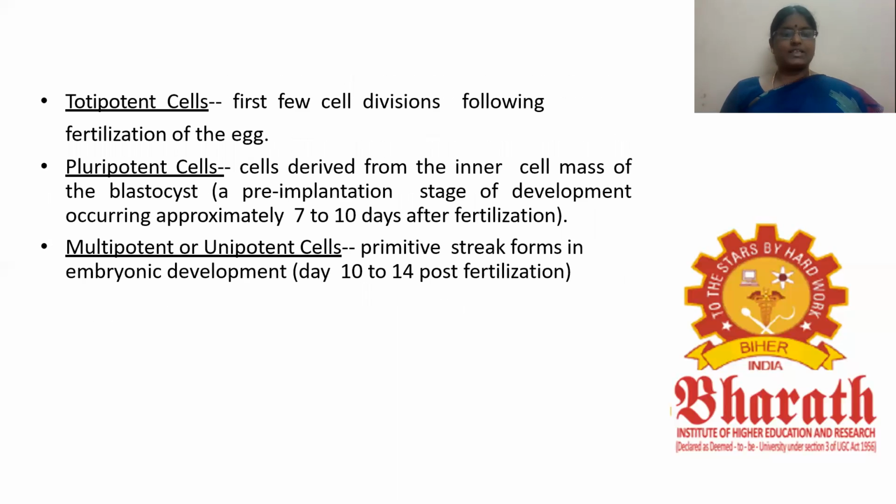So totipotent cells are seen in the first few cell divisions following the fertilization of the egg, and the pluripotent cells are the cells derived from the inner cell mass of the blastocyst. Blastocyst is nothing but a pre-implantation stage of development occurring approximately 7 to 10 days after fertilization. And the third one, both multipotent and unipotent cells, appear when the primitive streak forms in embryonic development from day 10 to 14 post-fertilization.